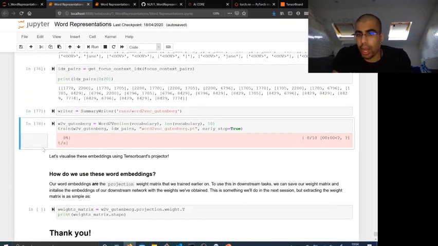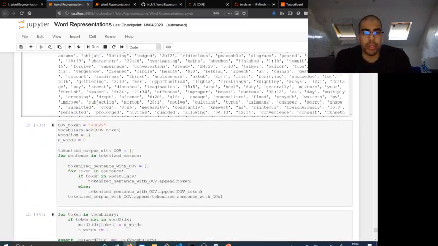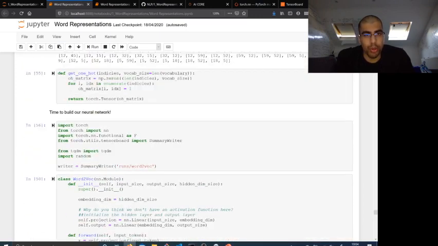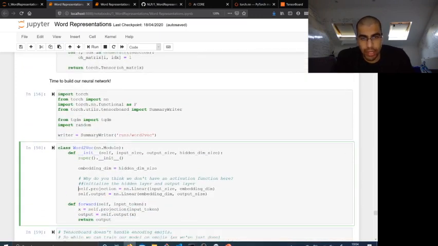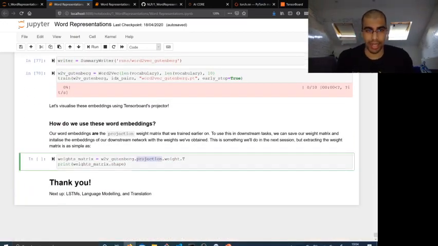Okay, so lastly, how do we actually use these word embeddings? Well, our word embeddings are the projection weight matrix that we trained earlier on. So the weights of this layer are our word embeddings matrix. What we need to do is simply take this layer and save it, and we can pass it to wherever we're doing a downstream task, and our neural network will be initialized with these word embeddings.